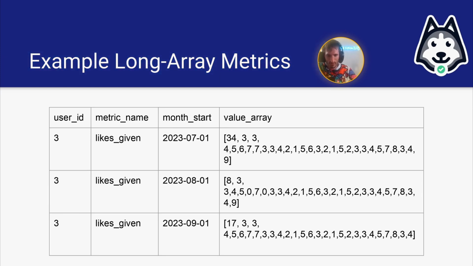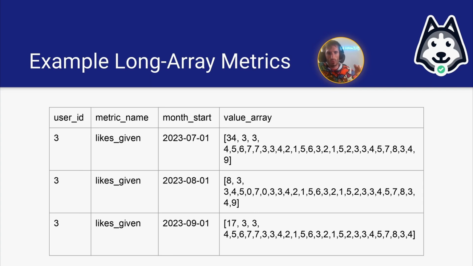This schema probably looks a little bit crazy, but we are going to be working with this schema today, and we're going to be building out literally this exact data model in our lab today. But let's go over how this works, right? You have a user ID, you have likes given, and in this case, there's only one row per month, right? And then you have your value array.